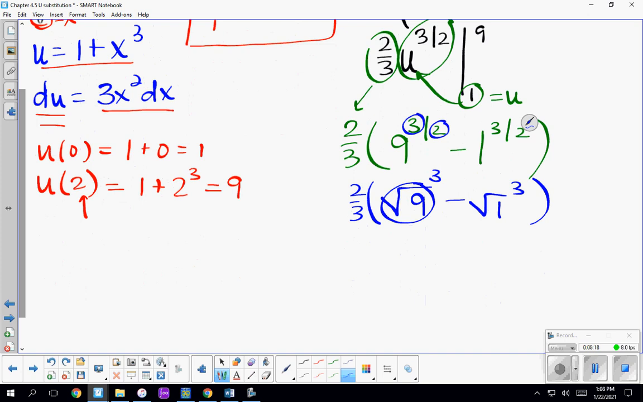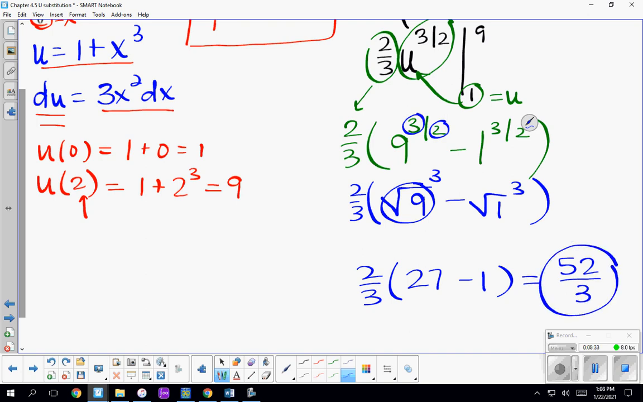And if I take 3 to the 3rd, I get 27. And if I simplify, I'll have 26 times 2, which is 52, all over 3. And notice, there's no u in here, so there's no reason to ever go back and use this ever again.